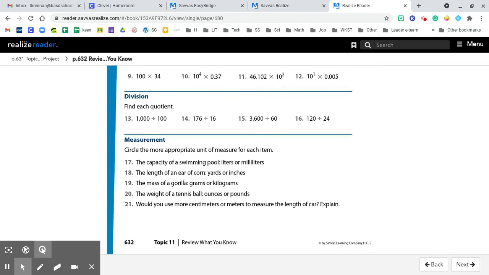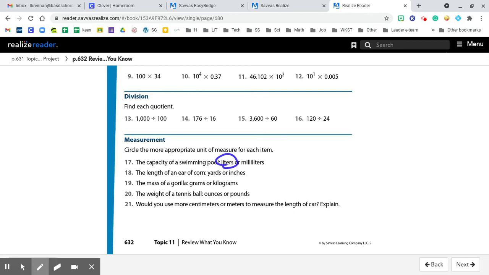And then down the bottom, circle the more appropriate unit of length for each measurement. So you have to have an awareness of what each of these is. Before we begin this unit, you want to try to look around the house and see if you can remember some of the stuff from last year. The capacity of a swimming pool. Would you measure a swimming pool in liters, which is like a bottle of soda, or milliliters, which is like an eyedropper? So we're going to measure that in liters.